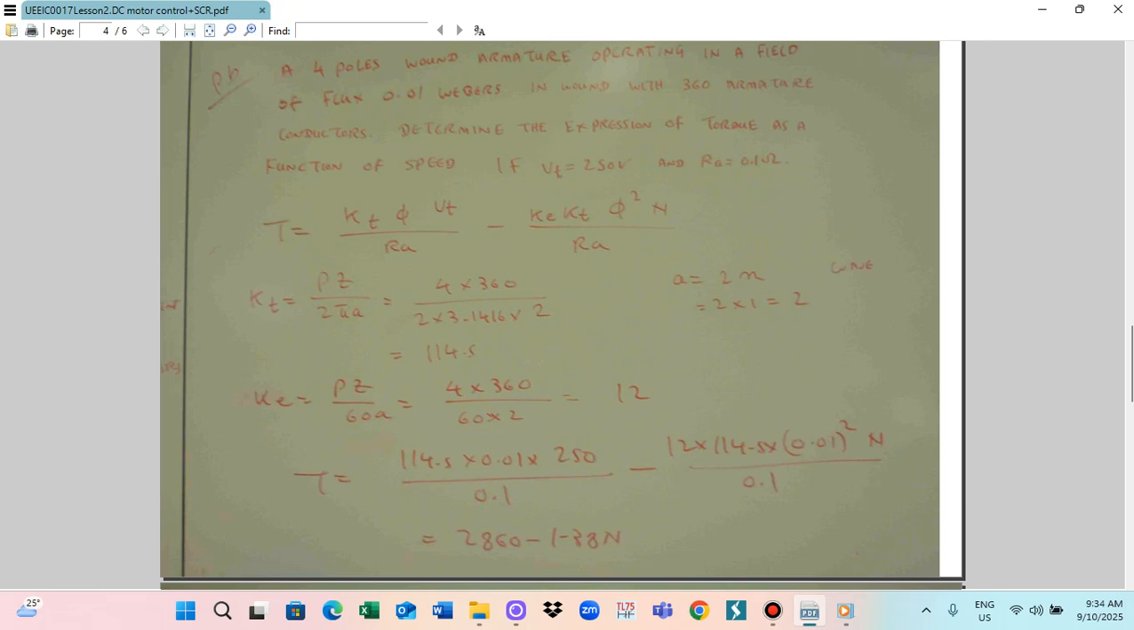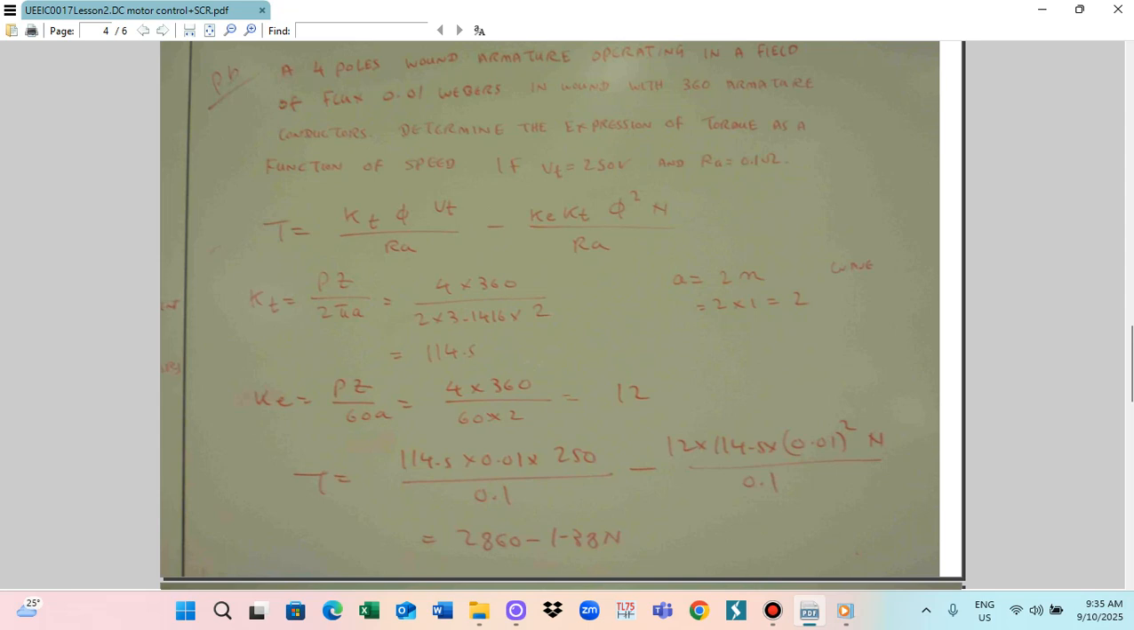So this we can calculate as equal to PZ divided by 2 pi A. So this becomes 4 into 360, divided by 2 into 3.1416 into A. A is equal to 2 multiplied by N, so for the wave winding, A is 2 multiplied by N. So by solving this, it is 114.5. And also the KE.